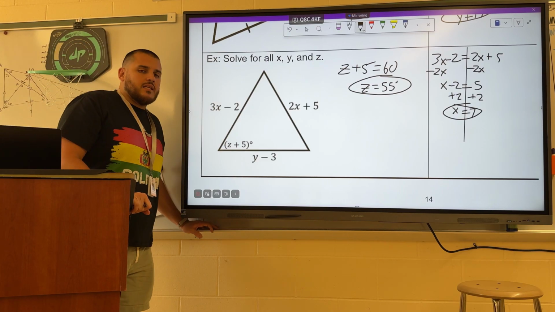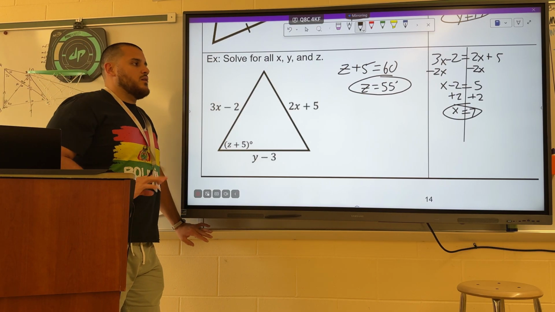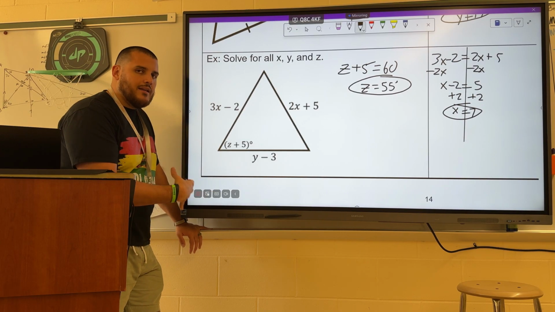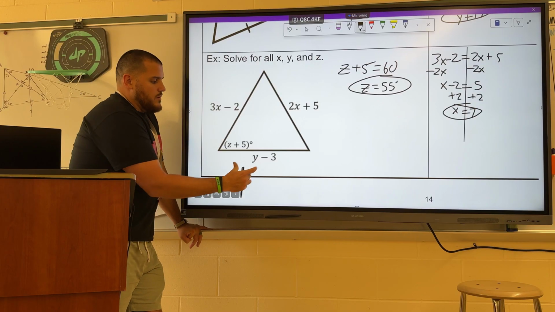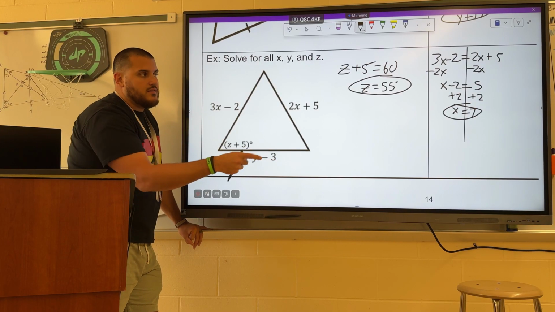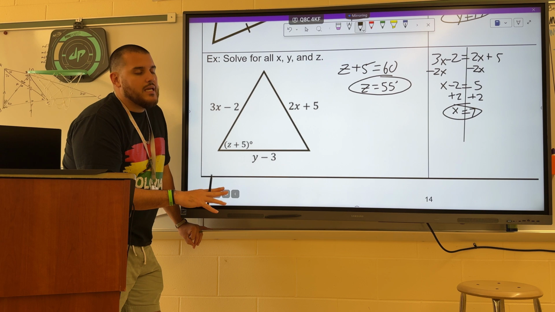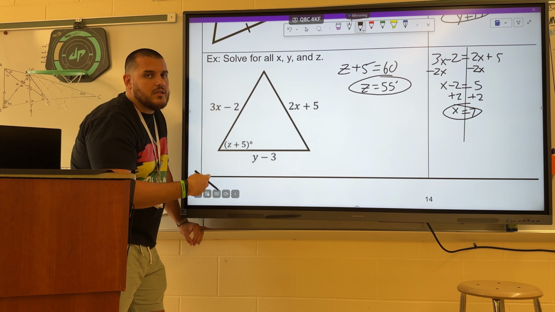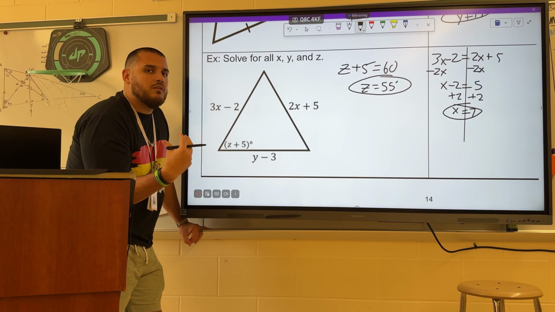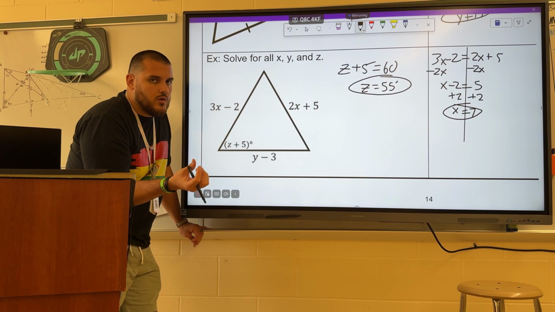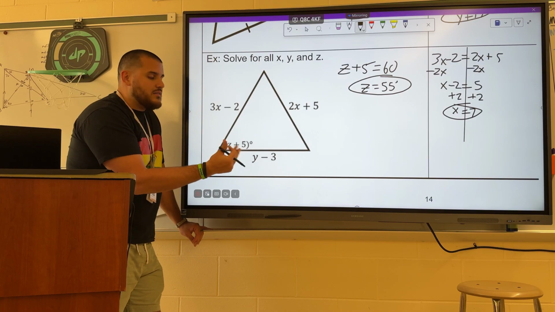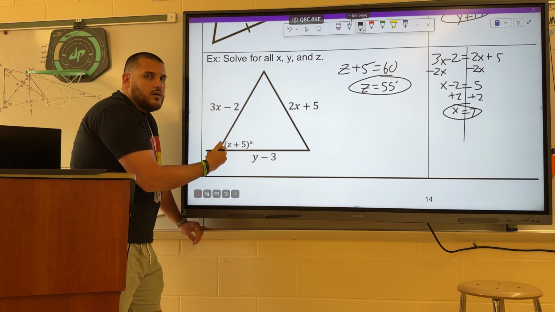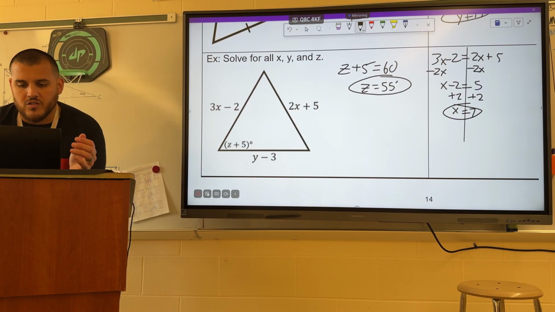Now, a mistake that some students will make is getting really excited about solving for a variable and then misusing it in their next step in a problem. For example, some people might now take y minus 3 and set it equal to 7, which would be the incorrect thing to do. We still have not figured out how long the sides of this triangle are, but we can find out now that we know what x is. Since I know x is 7, I could plug it into this side, for example, and figure out how long this side should be, which is what I'm going to do next.